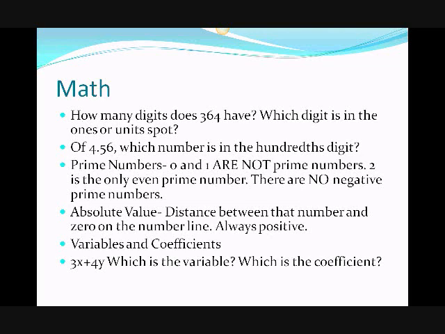The 6. When we're talking about prime numbers, remember 0 and 1 are not prime numbers. 2 is the only even prime number. There are no negative prime numbers. When we're thinking about absolute value, that's just the distance between that number and 0 on the number line, and that's always positive. Variables and coefficients: if you have a problem such as 3x plus 4y, which are the variables? The y and the x. And which are the coefficients? The 3 and the 4.